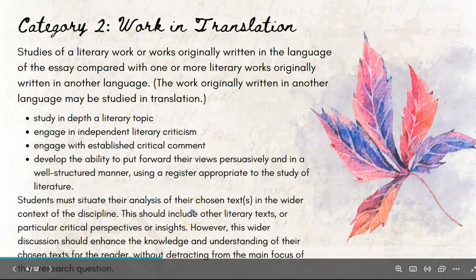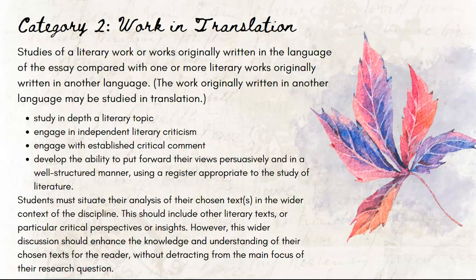Category 2 is a work in translation. So this is studies of a work or more than one work originally written in the language that you speak, so English, and then you have to compare it to one or more literary works originally written in another language. So maybe you would take, I don't know, Shakespeare's Macbeth and compare it to something that was written in Japanese or something that was originally written in German in order to make that comparison.